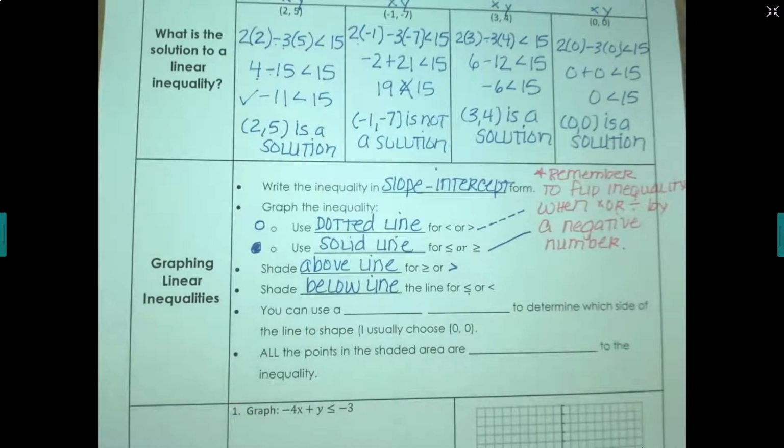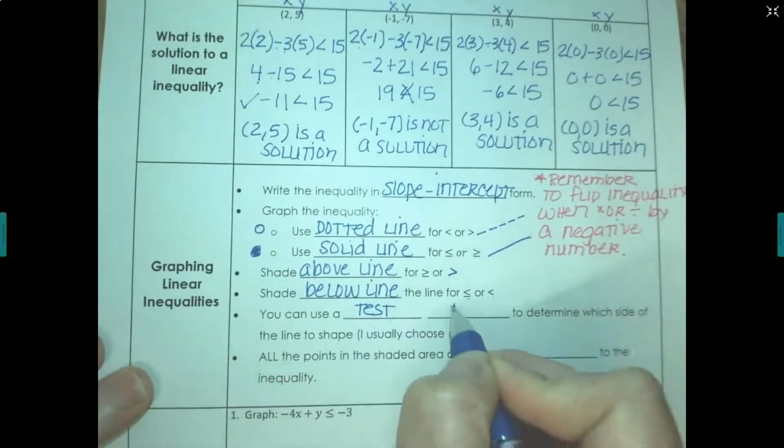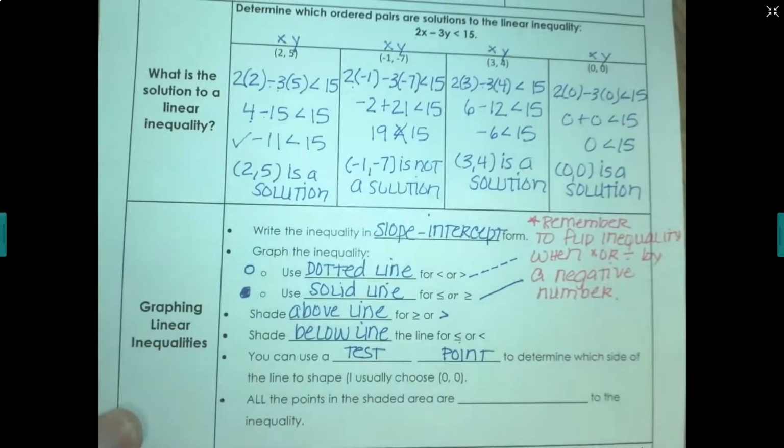Now, one way to determine if you're having trouble deciding where you need to shade, especially if the line is particularly steep, one thing you can do is use a test point to plug in, similar to what we just did up here, to determine which side you should shade on.